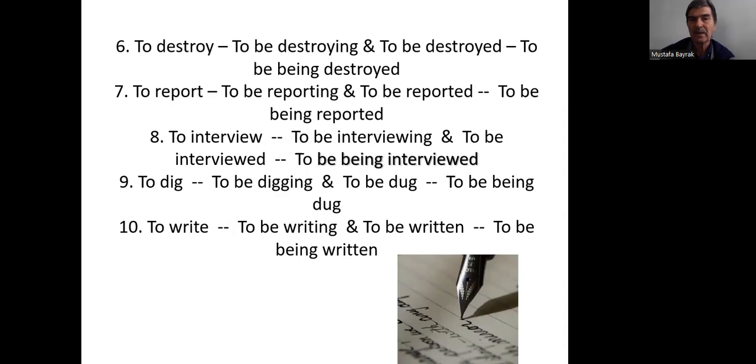Continuous passive. To dig, to be digging, dig, dug, to be being dug. To write, to be writing, write, wrote, written, to be written, to be being written. What is being written now, for example? I am sure a letter is being written now, or a report is being written now. Okay.